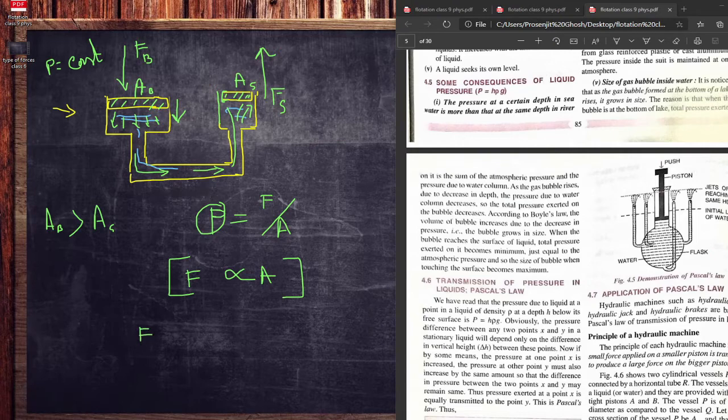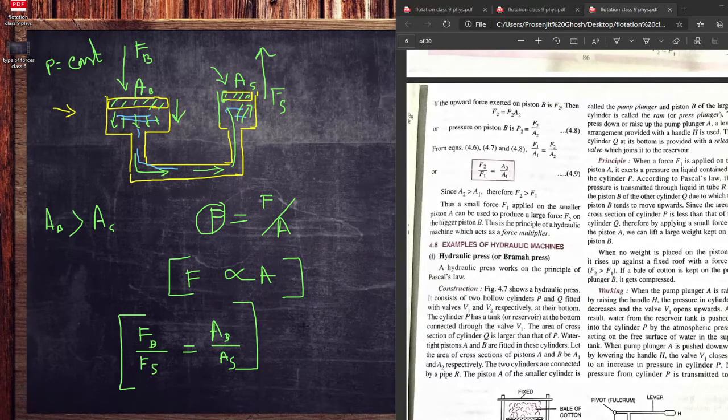So F1 by F2, or I should do it like this, Fb by Fs according to this diagram, should be equal to AB by As. So as you can see, this is the relation between the forces and the area of the piston. From here you can say as AB is greater than AS, that means FB should be greater than FS. Simple one. So this is all about the forces and the piston's area.